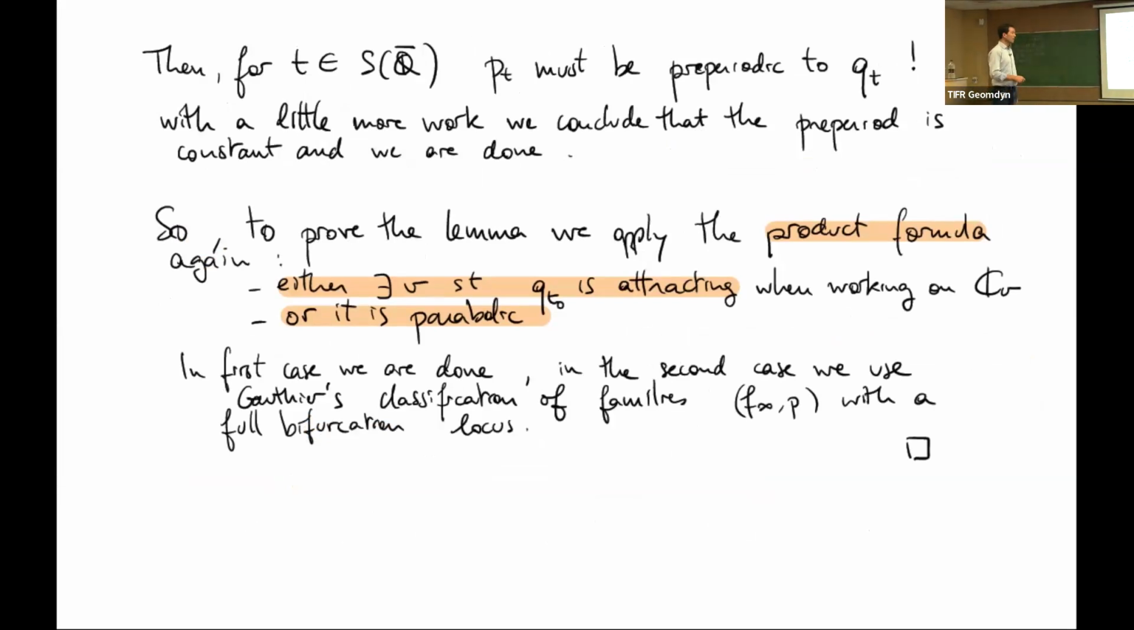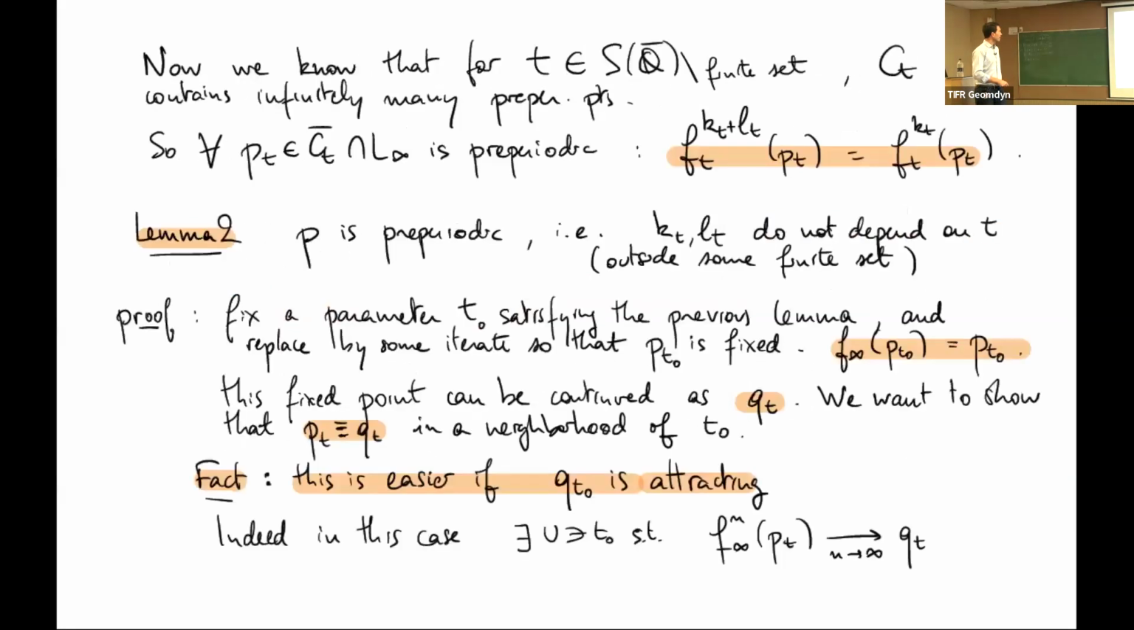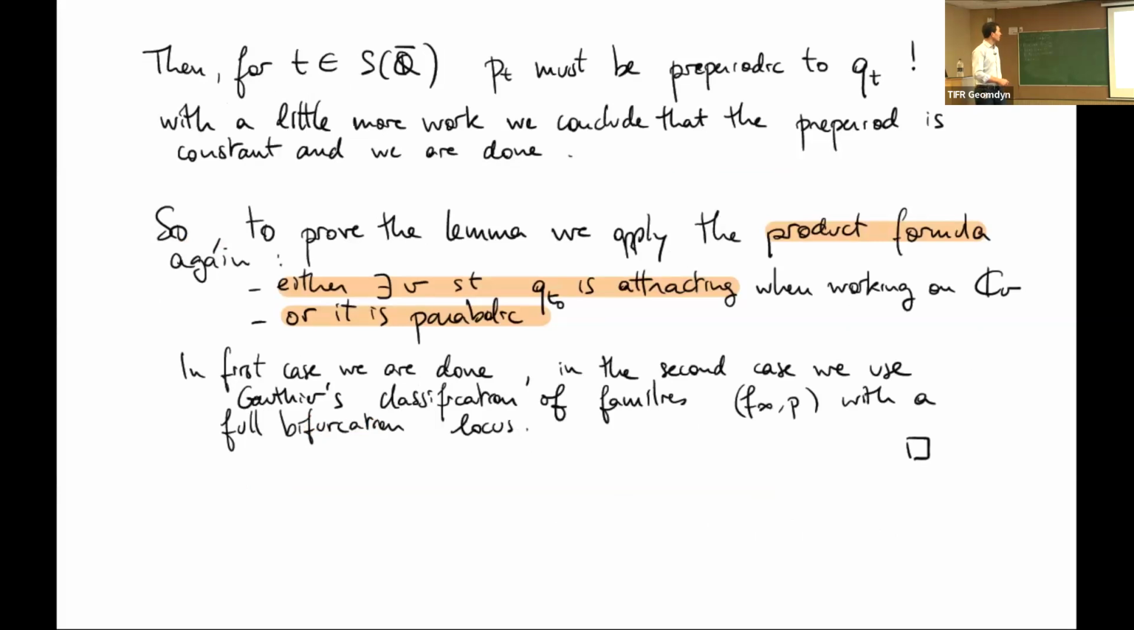So you look at all possible places: either the point is parabolic, or there is some place where it is attracting. The argument I gave is valid over the complex numbers, but also over the p-adic numbers. So two cases: either there is a place where the point is attracting and then you are done, or it is always parabolic and then you need some other argument, which is somehow the same. If it is parabolic, we work over the complex numbers, then you have an attracting petal, you also have a basin of a parabolic point, and we basically apply the same idea. And we need the classification by Gautier of families with a full bifurcation locus. So it's basically the same argument with a little twist because we are working with a parabolic point.